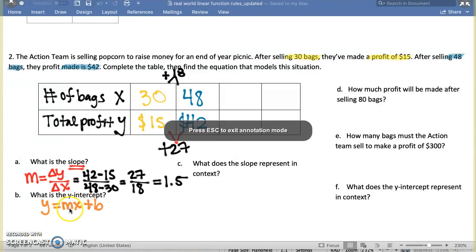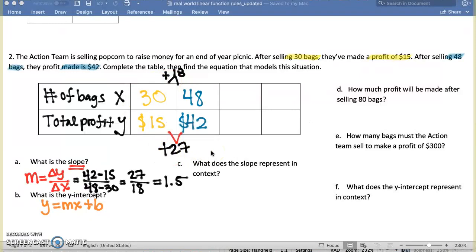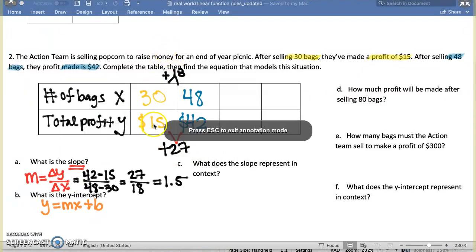Well, we know what m is. We just found it. It was 1.5. And then we're trying to find the b because that's my y-intercept. And so we really just need to know what x and y is. And we do because we have 2 points in our table. So we can really use any of those 2 points. Let's say we use the first point, which is 30 and 15. So the y value is 15.